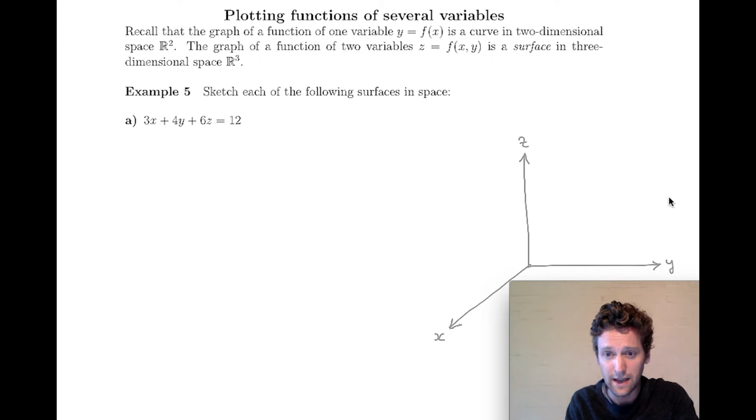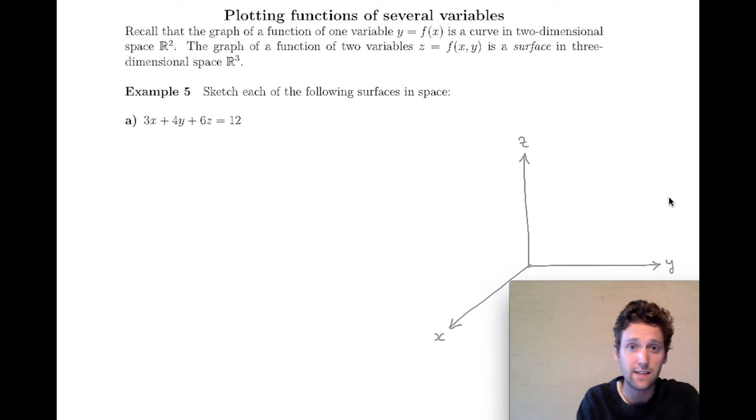Now we've already seen that a function of one variable can be thought of as a curve in 2 dimensions. So y is equal to f of x can be thought of as a function in the xy plane. Now, in exactly the same way, a function of two variables, z is equal to f of x and y, can be thought of as a surface in 3 dimensions. To illustrate that, let's look at a couple of examples.